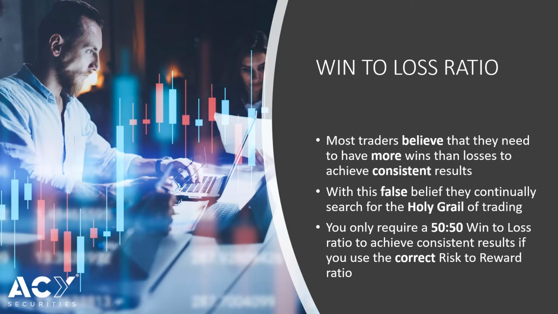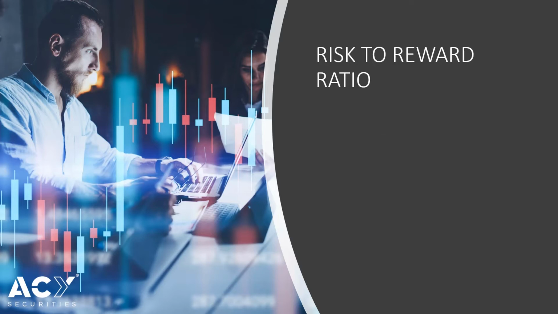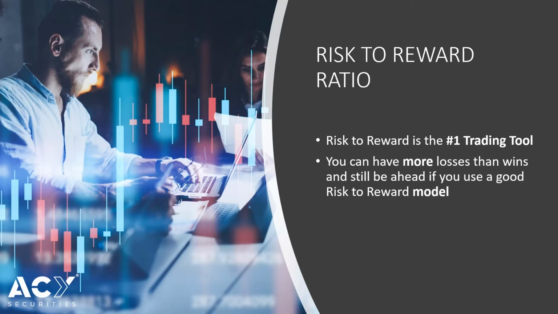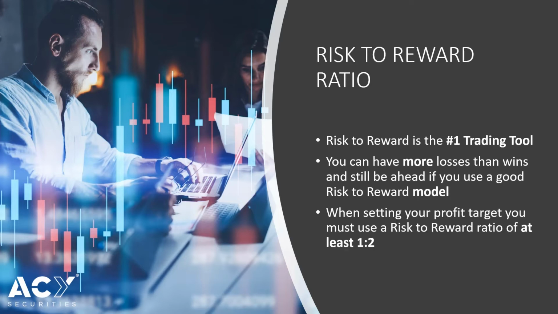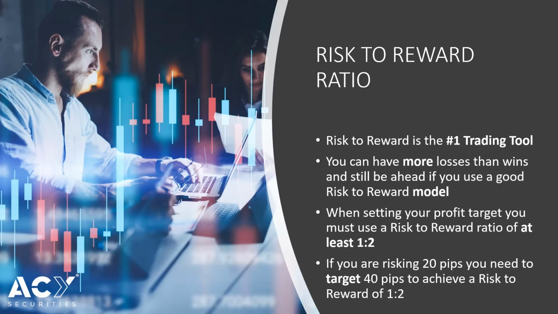So let's now look at the risk to reward ratio. So risk to reward is the number one trading tool. You could have more losses than wins and still be ahead if you use a good risk to reward model. When setting a profit target, you must use a risk to reward ratio of at least 1 to 2. So for example, if you're risking 20 pips, you need to target 40 pips to achieve a risk to reward of 1 to 2. The following table highlights the importance of the risk to reward ratio.